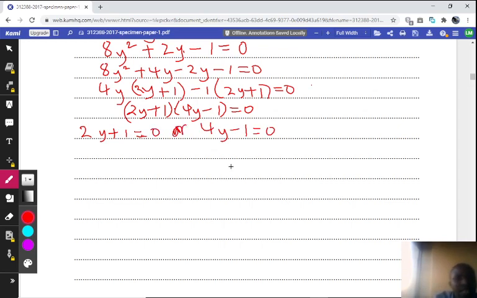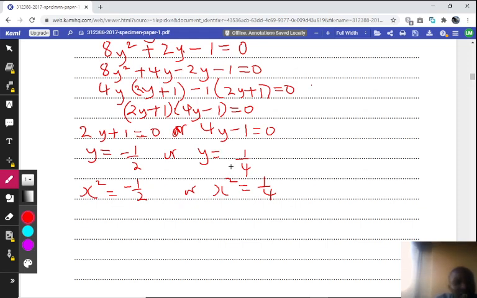Right, then here if you can simplify, you get y is equal to minus half, or y is equal to a quarter. Then we remember we said let y is equal to x squared. So it means x squared is equal to minus half, or x squared is equal to a quarter.